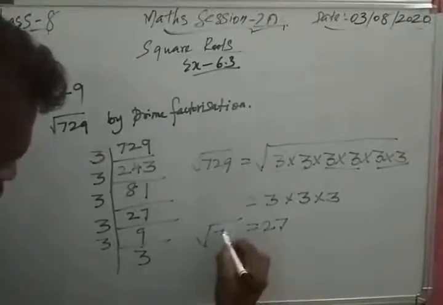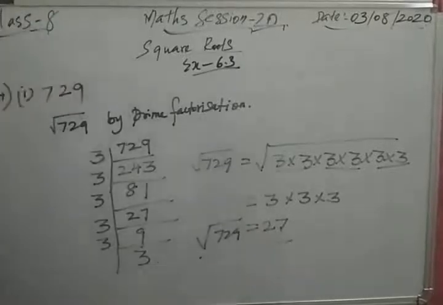Root of 729 is equal to 27. If you want to verify this, you can multiply 27 into 27 and you will get the value.